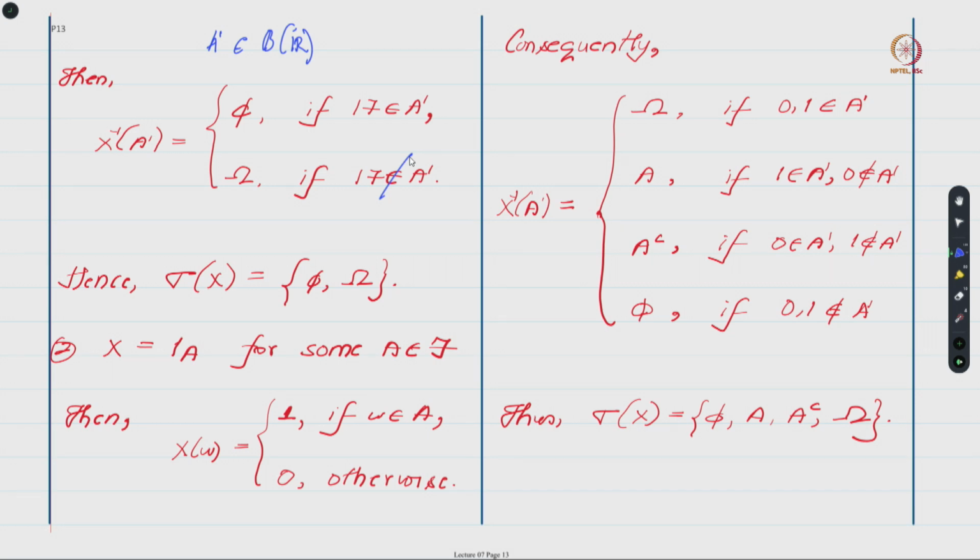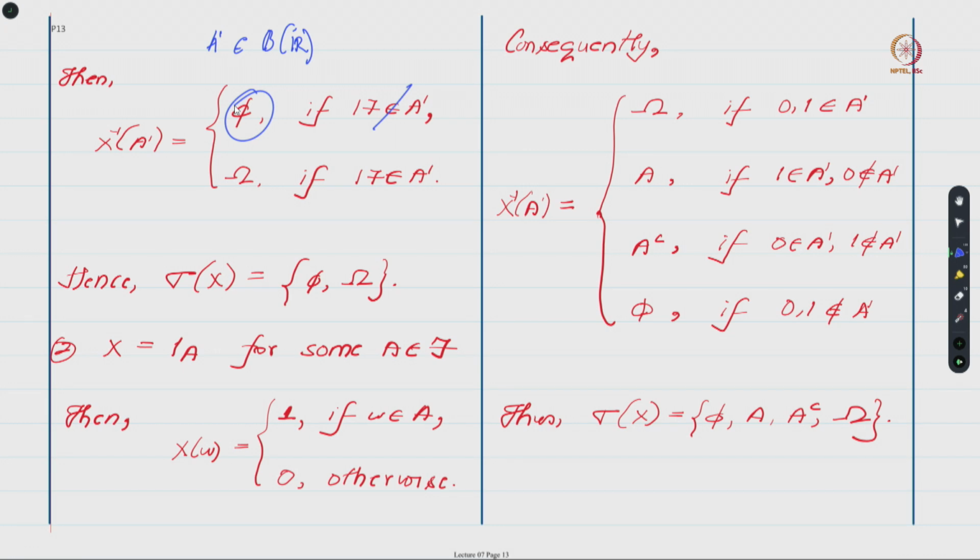If 17 belongs to A prime, sorry, I think I made a mistake, it should be 17 does not belong to A prime, right. So if 17 does not belong to A prime, X inverse of A prime, which basically includes all those elements in omega which map to A prime, but this X is very special, it maps everything to 17. So if A prime does not include 17, then none of the elements in capital omega will map to this A prime, hence X inverse of A prime will be the empty set.